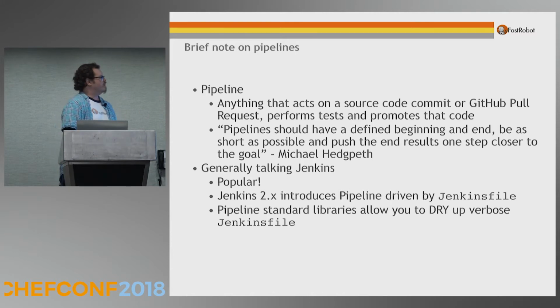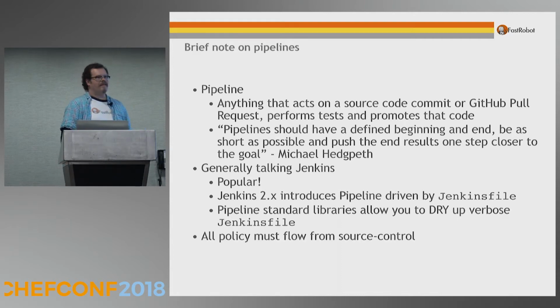Additionally, pipelines let you dry up your code by taking these 50-line Jenkinsfiles and turning them into a Groovy standard library, a pipeline standard lib, and shoving that elsewhere in Jenkins. So each Jenkinsfile you would have for a cookbook or a Chef repo would be extremely short, one or two lines, just saying, do the standard pipeline operation, here are my specific credentials.